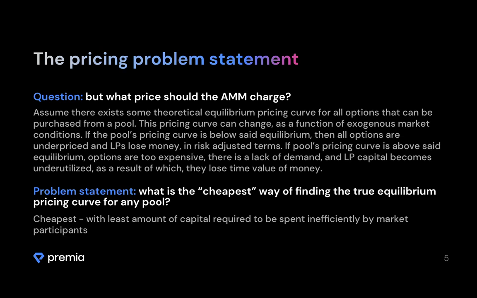On the opposite side of the spectrum, if the pool's pricing curve is above said equilibrium pricing curve, options then are too expensive, there is a lack of demand, and LP capital becomes underutilized, as a result of which they lose time value of money and their capital basically sits idle. So surely there is some equilibrium pricing curve that can price all of these options efficiently.